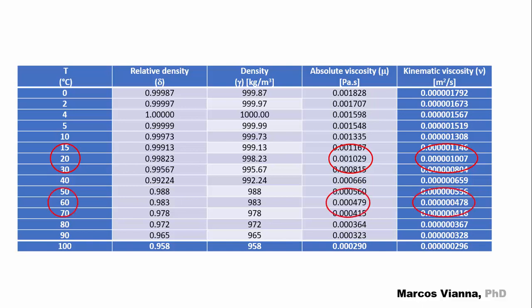At 60 degrees Celsius, mu equals 0.000479 pascal seconds, and nu equals 0.00000478 square meters per second, less than half. And at 4 degrees Celsius, mu equals 0.001598 pascal seconds, and nu equals 0.00001567 square meters per second, more than 1.5 times bigger.